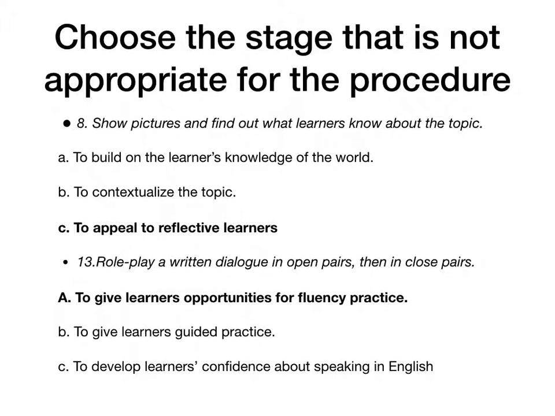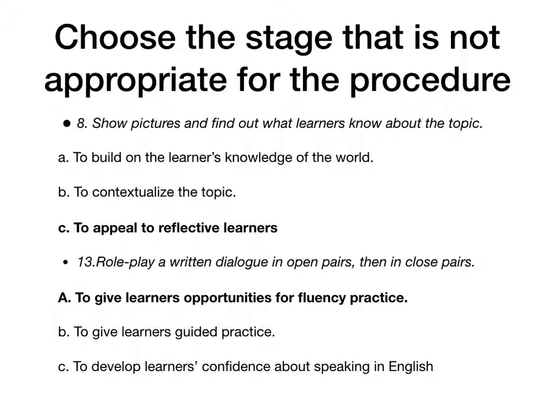Here the instruction says to choose the stage that is not appropriate for the procedure. So this is the one that does not go with the stage aim. Okay, so in number 8 it says show pictures and find out what learners know about the topic.